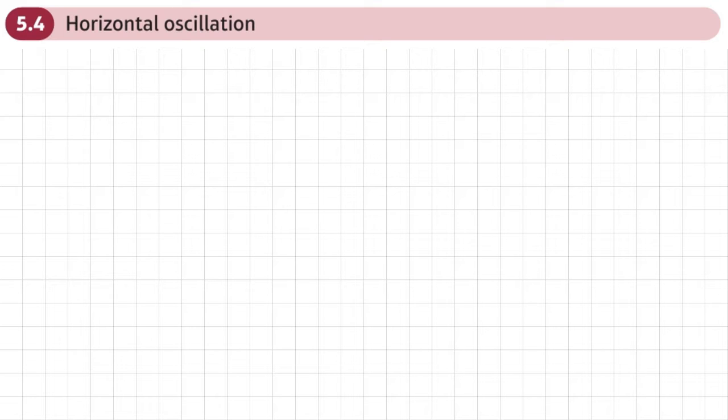This is the fourth section of chapter 5 on dynamics, and this section is on horizontal oscillation. Now, we have horizontal oscillation for springs and strings. They're both slightly different, so we're going to look at both of the cases separately.